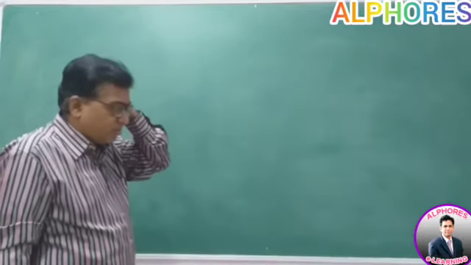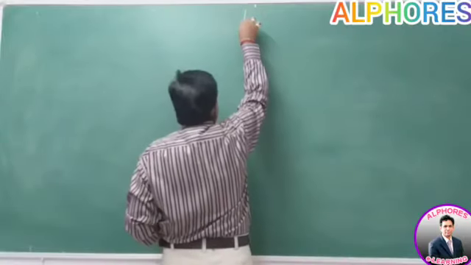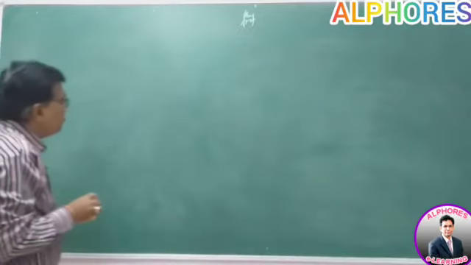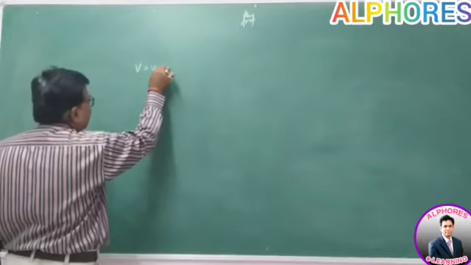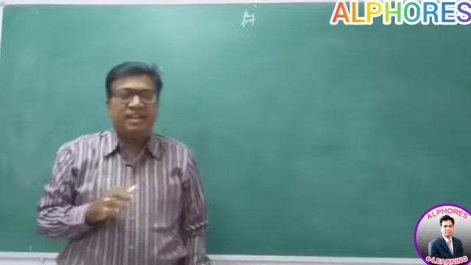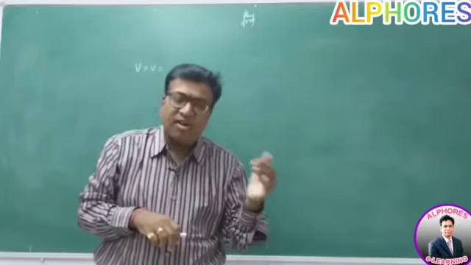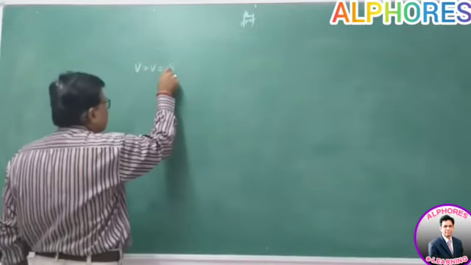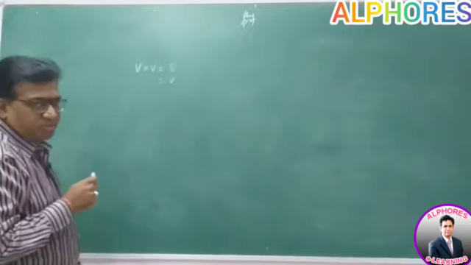Now let us talk about the multiplication of vectors. What happens if I multiply one vector to another? When a vector is multiplied to another vector, the product of two vectors, there are two possibilities. We can get a scalar, or this can yield even a vector. There are two possibilities.